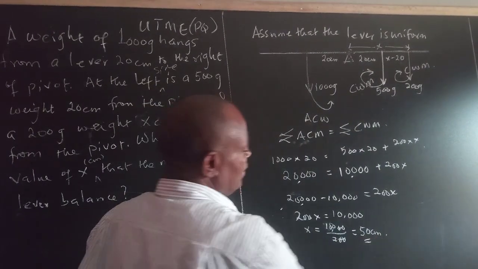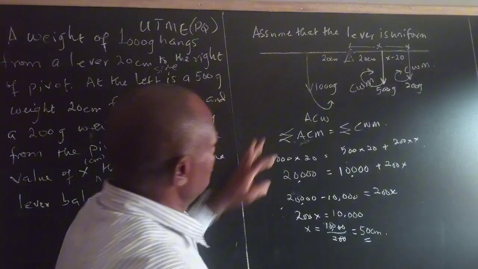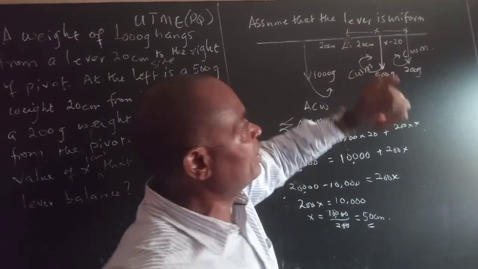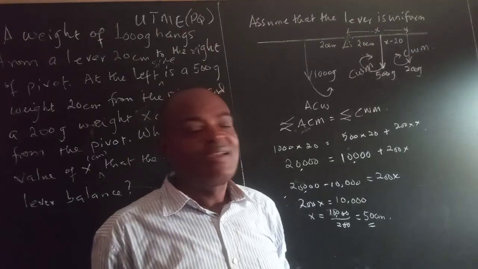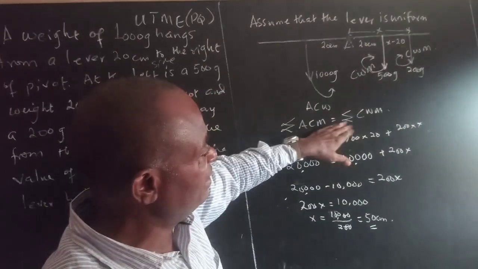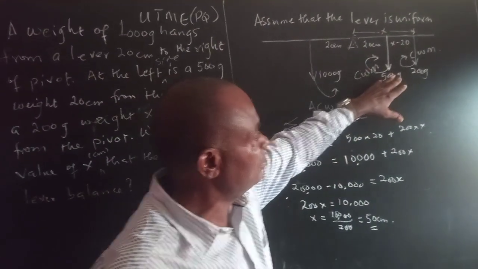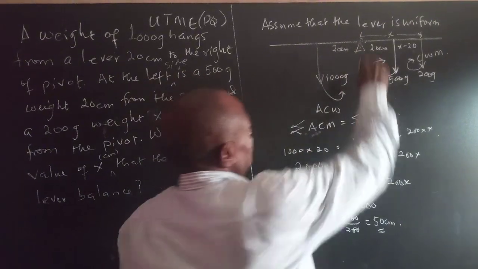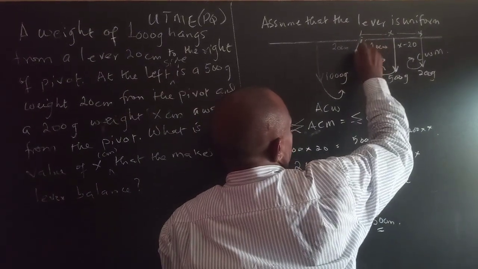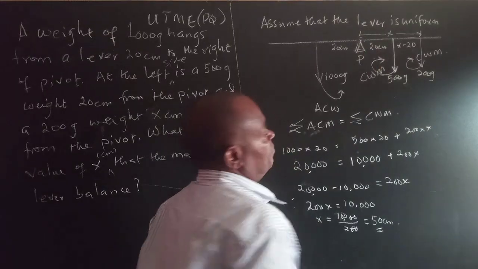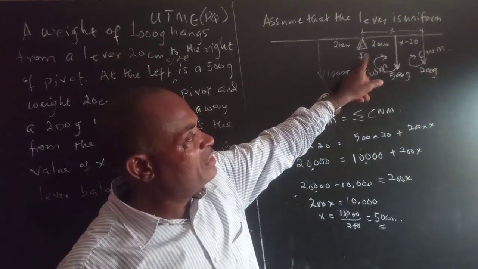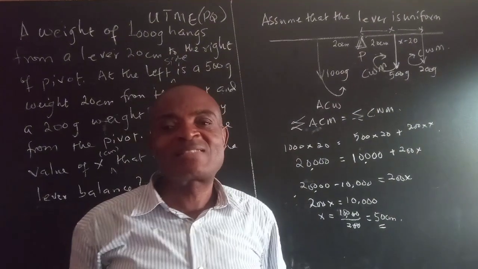So this will be the value of x that must exist in this equilibrium to be able to make it stable. I hope you learned something, especially in the instances where we took the moments about the line of action of the forces. Note, this is a point of inclination known as either fulcrum or pivot.